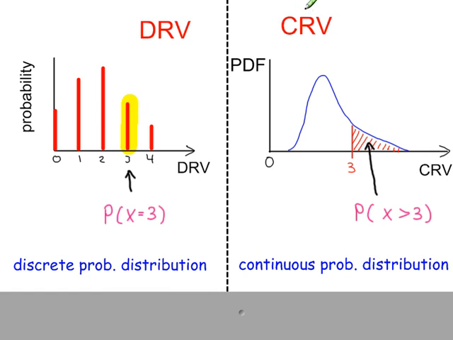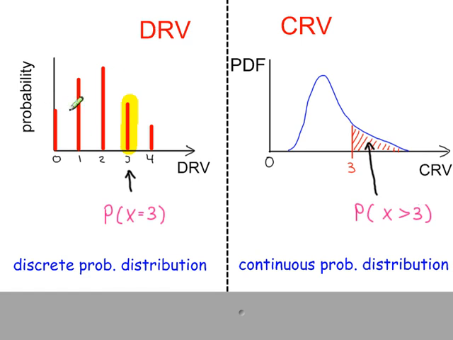For continuous random variables, it's the probability density function that goes on this axis, and it's the area shaded that represents probability. So the total probability underneath the curve here would be equal to 1. And this shaded region here represents the probability that x is greater than 3, that the continuous random variable x is greater than 3.